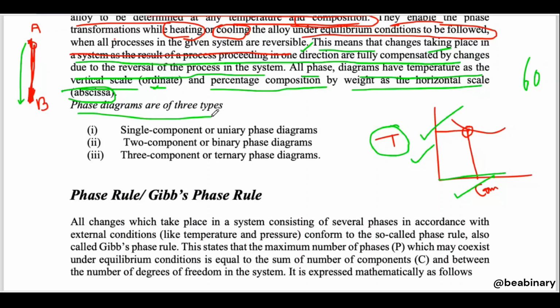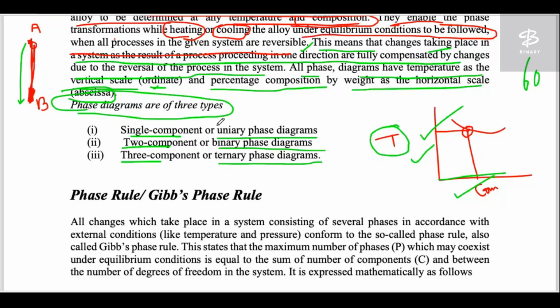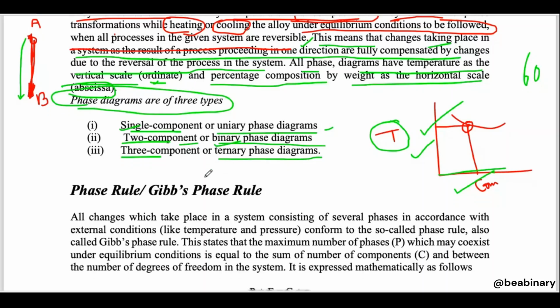So phase diagrams are of three types. The first is a single component or unitary phase diagram. The second is a two component or binary phase diagram. The third is a three component or tertiary phase diagram. A single component means you have a pure metal, a pure element, nothing else. A very good example is water. If you have the phase diagram of water, it is a single component, meaning only one component is there. But if we talk about two components, then you have a binary phase diagram, and if we have three components, then we have a tertiary phase diagram.